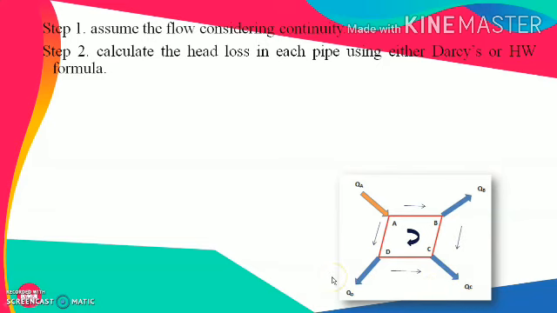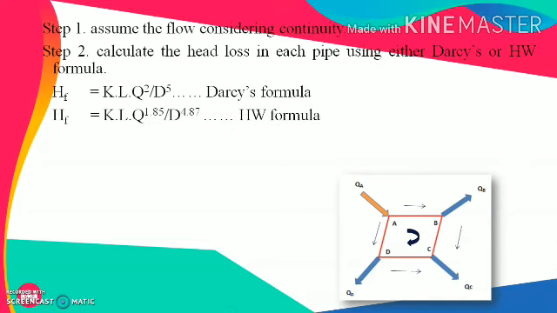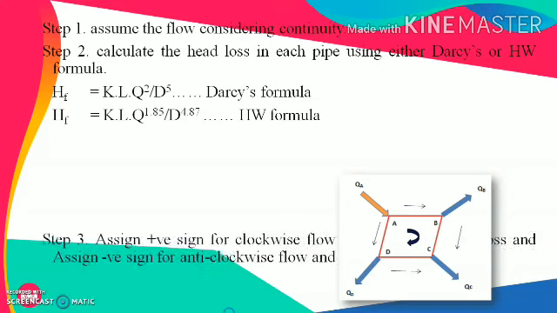Step 2, we can calculate the head loss in each pipe using either the Darcy or Hazen-Williams formula, that is HF equals KLQ squared upon D raised to 5, or in other words it will be KQ squared. Now here the L, D and K have been written separately because the length and diameter for each are going to vary, but ultimately the formula remains as KQ raised to N.